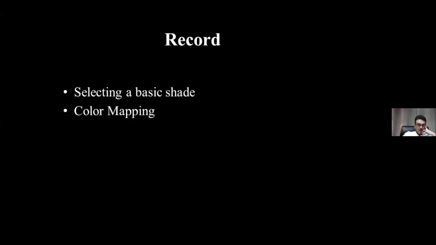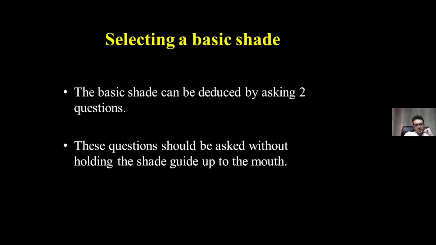So if we have these 6 color shapes existing or not, their extensions and their colors have to be mentioned, and this has to be recorded in 2 ways. First is the selection of the basic shade. This is what we are used to doing with the commercial shade guides, but we have to ask ourselves 2 questions without starting to use the shade guide.